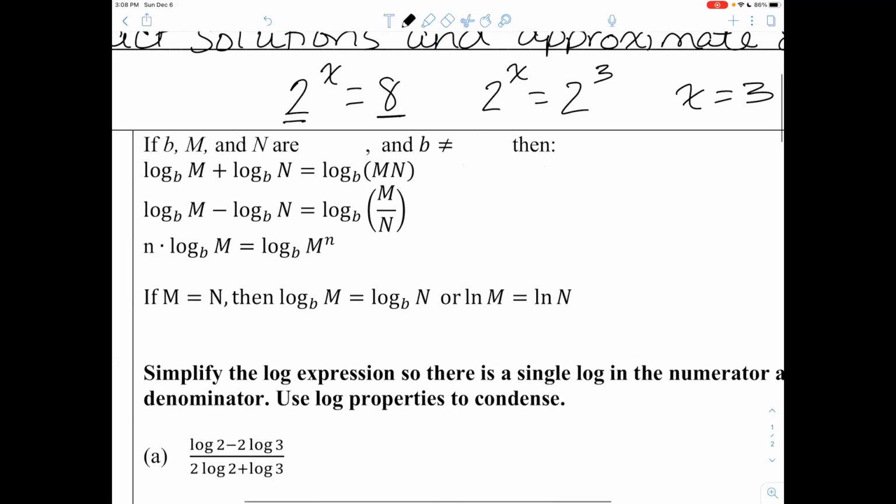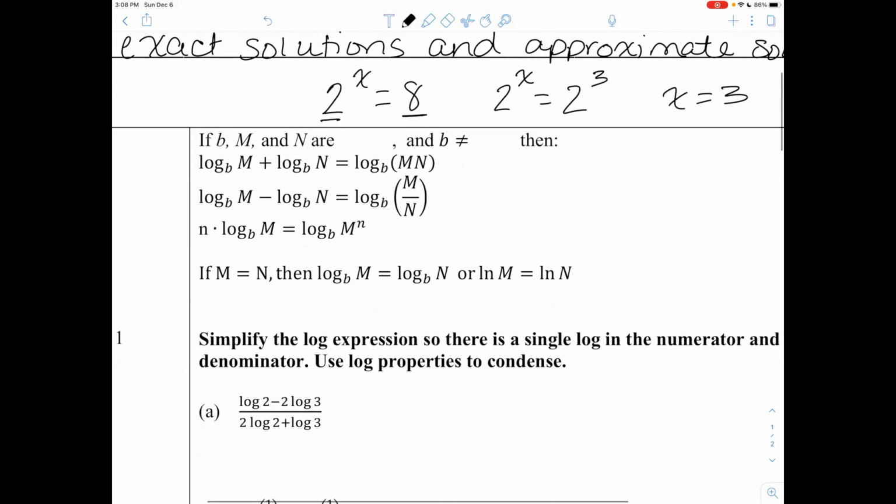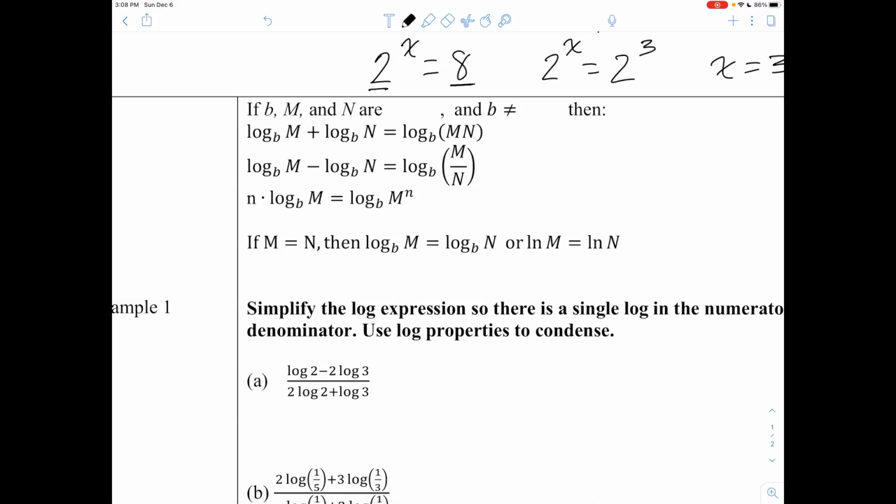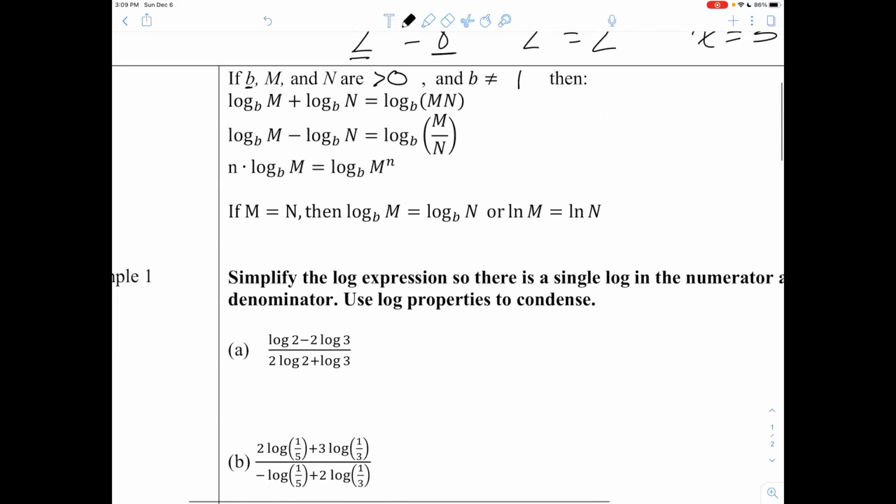So we have to use the log properties. Some reminders: if you're going to use the log properties, these conditions must exist. The base of the log has to be positive. The m and the n, the arguments, also must be greater than 0, so no negatives, no zeros. The base of your log cannot be 1, and the base of your exponent cannot be 1 either. So here are your log properties. We've talked about them many times, and there you have them again, so that they are useful and right on your note page.